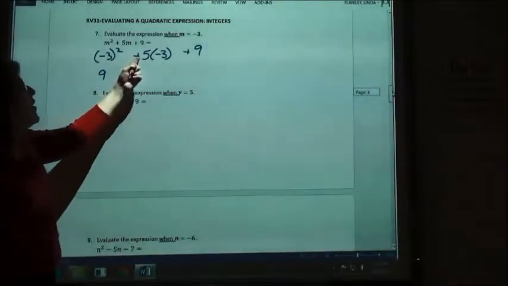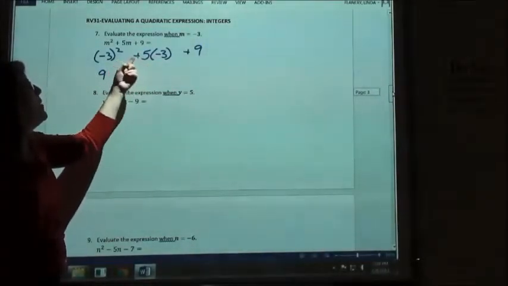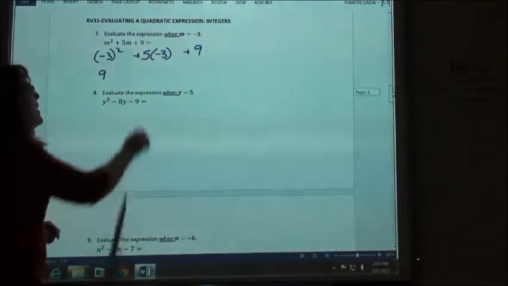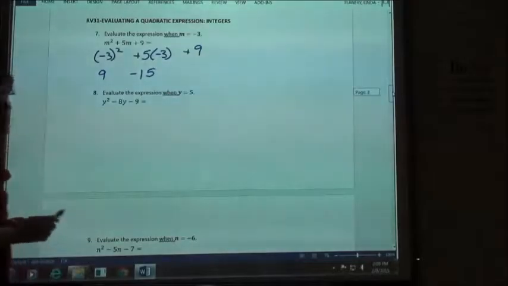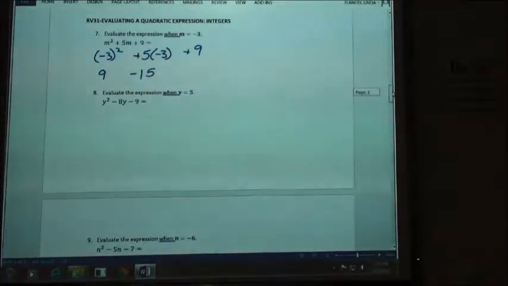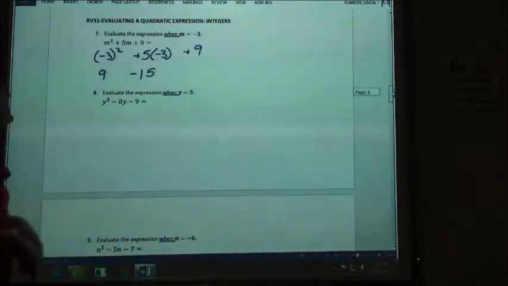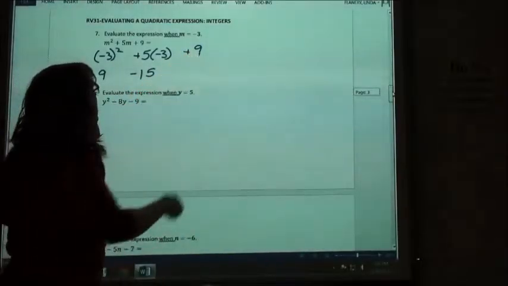Then I do my multiplying. Right here in the middle we had multiplying. +5 times a -3 is a -15. Notice I just wrote the sign of the answer. I didn't put plus a -15, which it technically is, but this looks like a mess. Then I have the plus 9.